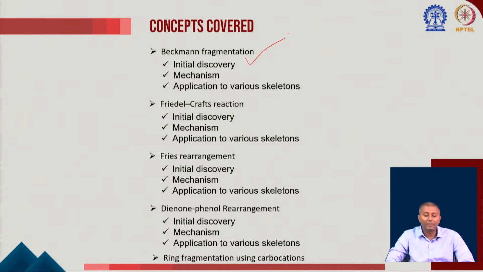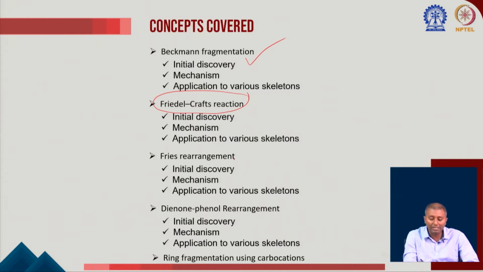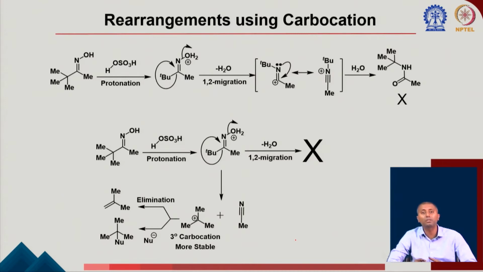Then I am going to talk about the classical Friedel-Crafts reaction, where it goes through formation of a carbocationic intermediate, forming a sigma complex. Then I am going to talk about the Fries rearrangement, and then the dienone phenol rearrangement, and some of the exam questions I am going to discuss at the end of the lecture. At the beginning I am going to start from the place where I left off in the last class.